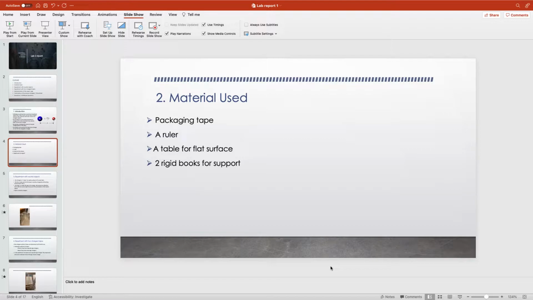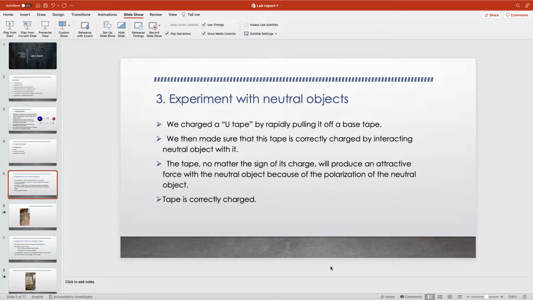So the materials that we will use in the lab are a packaging tape, a ruler, a table for a flat surface, and two rigid books for support. For the first experiment with neutral objects, we will charge a U-tape by rapidly pulling it off a base tape, then make sure that this tape is correctly charged by interacting a neutral object with it. The tape, no matter the sign of its charge, will produce an attractive force with the neutral object because of the polarization of the neutral object.